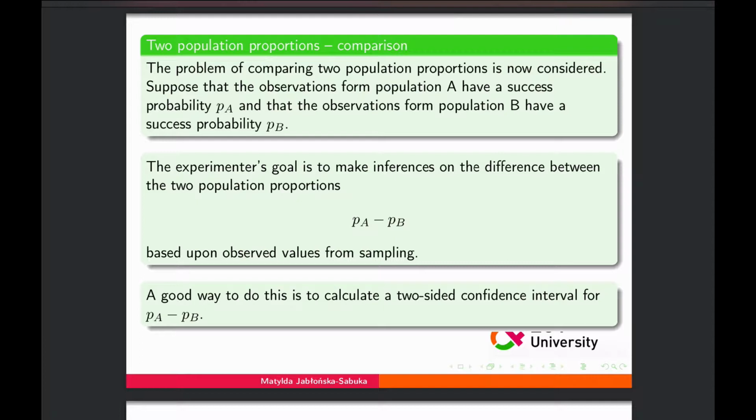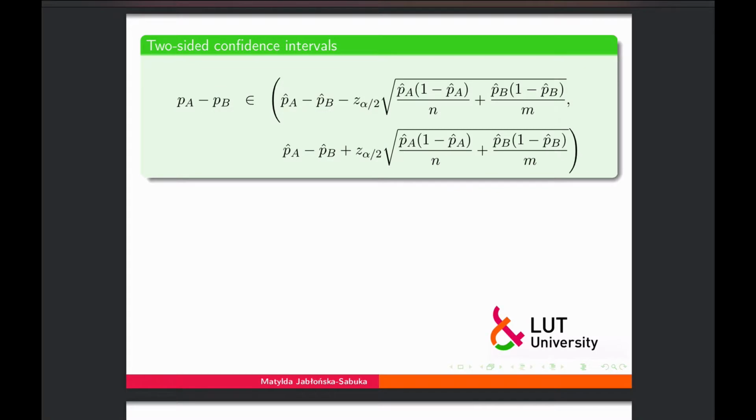And the experimenter's goal is to make inferences on the difference between the two population proportions, based upon observed values from sampling. So a good way to do this is to calculate a two-sided confidence interval for PA minus PB. Such a confidence interval is calculated as, first of all, the difference between the two sample proportions, and then, since it's a difference, the two-sided interval needs half of alpha on each side, so we have Z alpha over 2, and then we have the combined standard error.